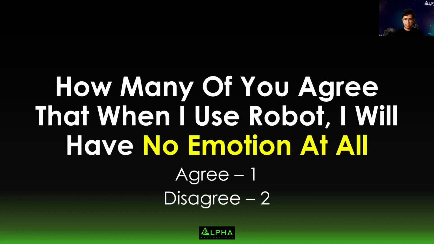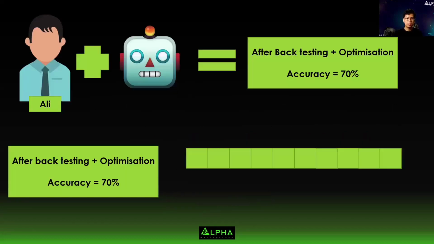Let me share with you guys a case study of my student using the robot when they do the trades. Okay. Now, this is a situation whereby this student is Ali. And Ali joined the class, just like you guys. And he started to use a robot to do the trades. He did backtesting and optimizations. And in the end, the robot got him a 70% win rate and he started to use a robot in a live market. In a live market, this is how the robot turns out.